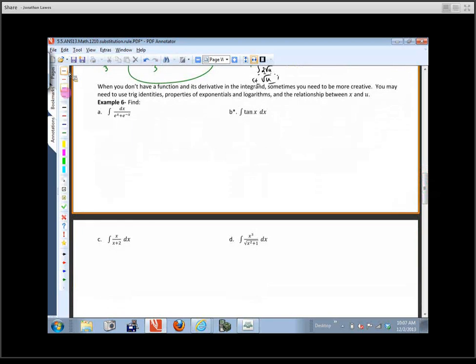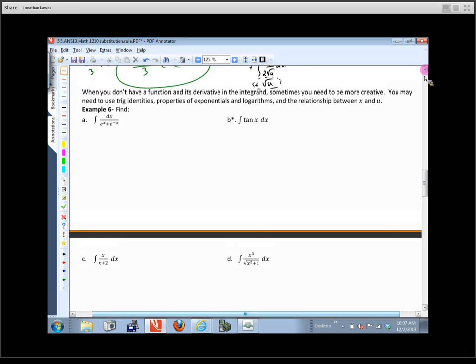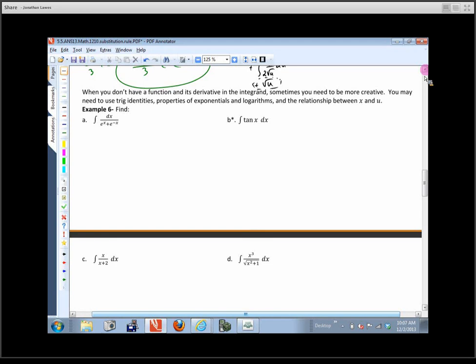So let's take a look at example 6, and let's see if we can figure out what happens if we don't see a function and its derivative in the integrand. Can we somehow manipulate it so that we can make it appear that way? So could we use some properties of maybe exponentials or trig identities or different things like that, or maybe logarithms, in order to come up with some relationship between x and our change of variables u, what we're going to use to substitute? So this one right here, you could stare at this one for a while.